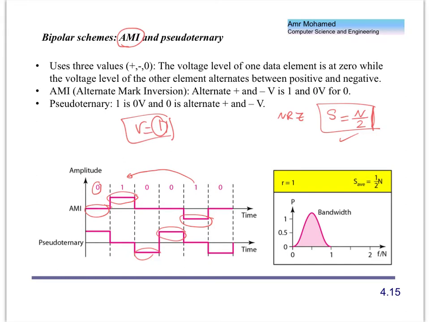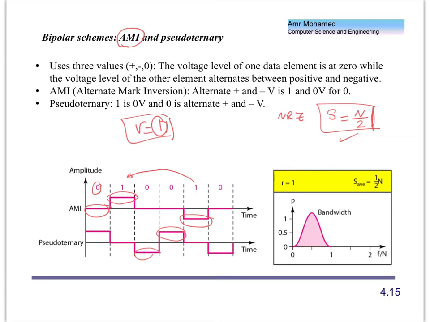Do we have any DC component? Let's see. If we have consecutive zeros, it's zero voltage level, right? So the zero voltage level has a power of 0. You don't have high power when you have consecutive zeros. If you have consecutive ones, then you will have one positive, then one negative, then one positive, then one negative, then one positive, and so on, right? So if you have consecutive ones, you don't have any zero frequency. In fact, you have no DC component in this case.